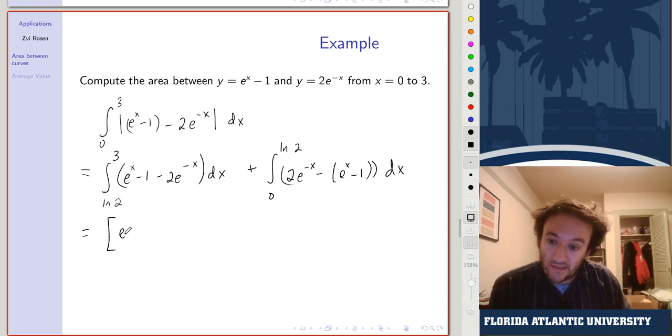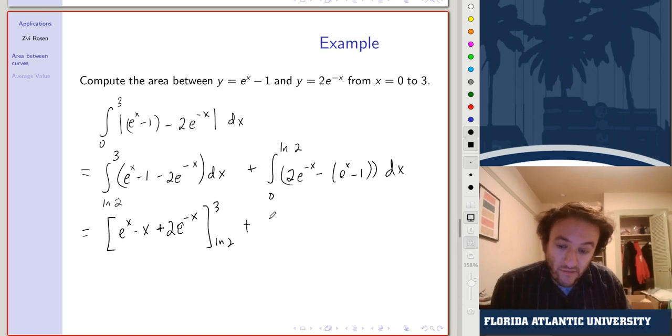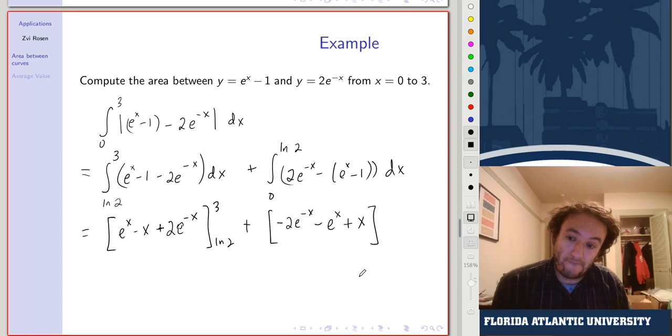This is e to the x minus x minus, so the minus sign comes down when we take the antiderivative, and we get plus 2e to the minus x. That's evaluated from ln 2 to 3. And the next integral gives us minus 2e to the minus x minus e to the x plus x. And that's from 0 to ln 2.